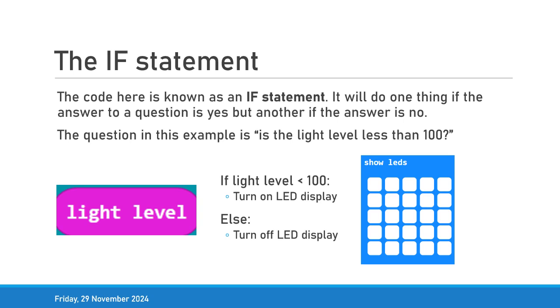The code here in the middle is known as an if statement. It will do one thing if the answer to the question is yes, but another thing if the answer to that question is no. The question in this example is: is the light level less than 100? So if my light level is less than 100 and the answer to that question is yes, then it will do this. But if the answer to that question is no, then it will do this and turn the LEDs off.